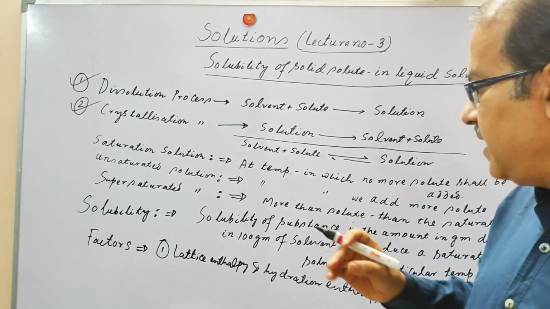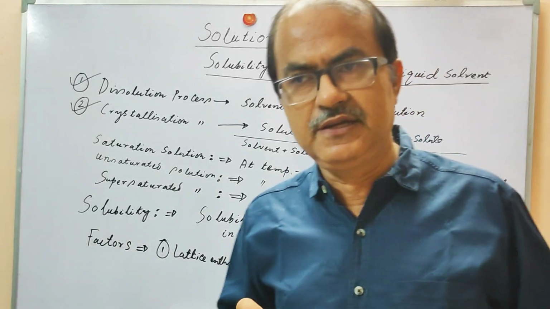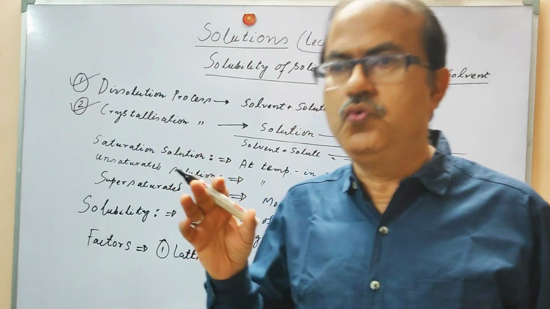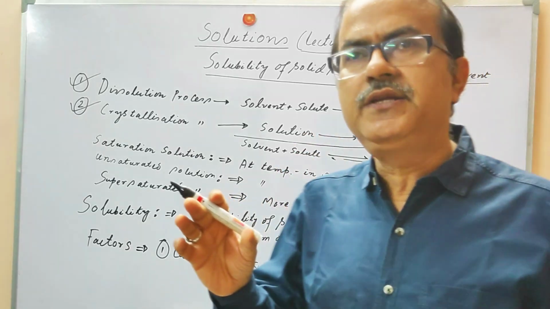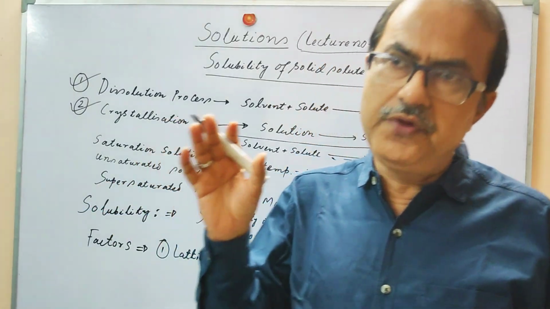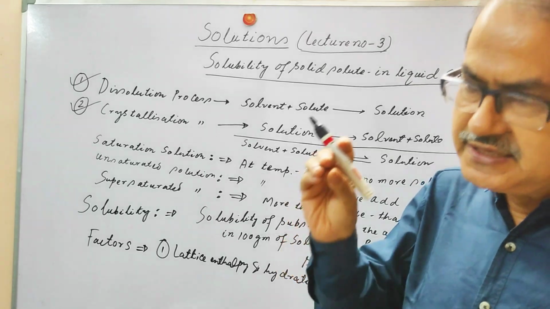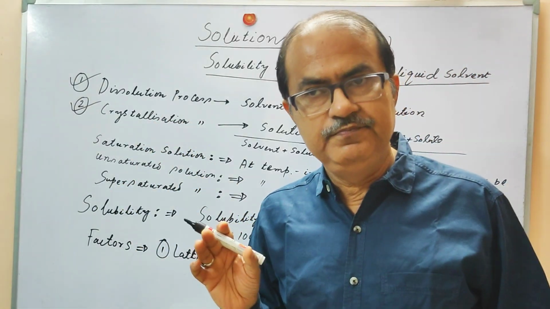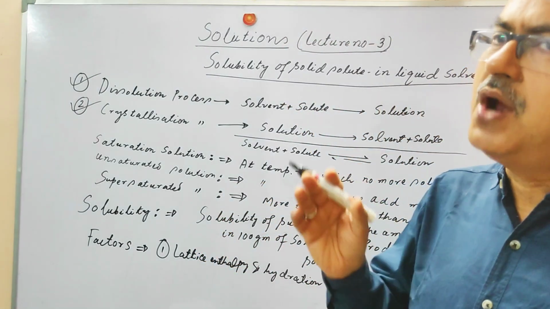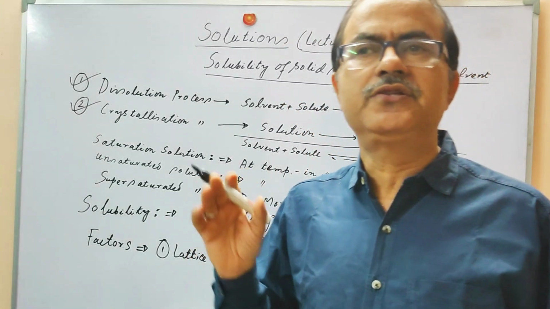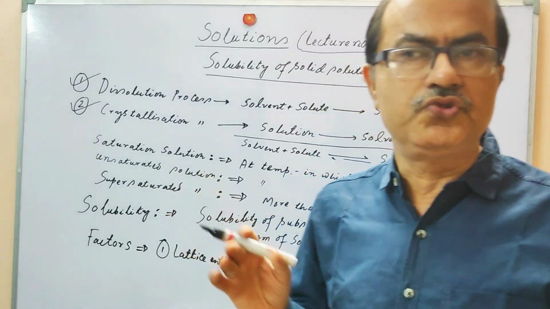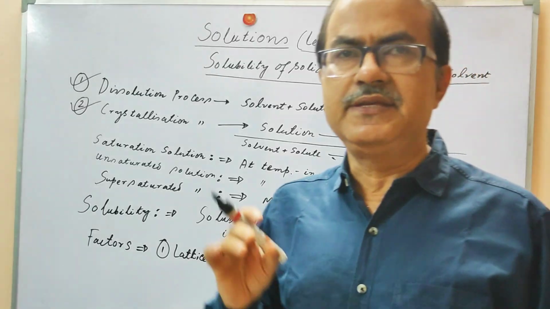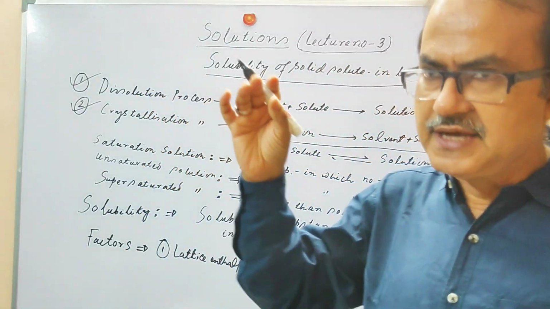So what are lattice enthalpy and hydration enthalpy? Let us first understand. Lattice enthalpy is the amount of energy required to dissociate 1 mole of an ionic substance into its constituent ions. It is the amount of energy required, in joules, for dissociating 1 mole of the ionic substance into its constituent ions. And hydration enthalpy is the energy evolved when it is hydrated.